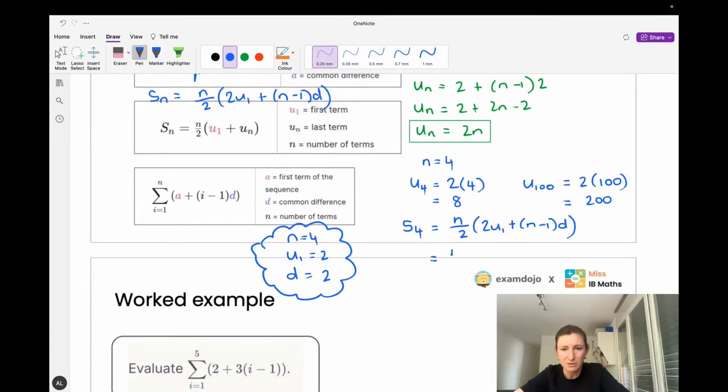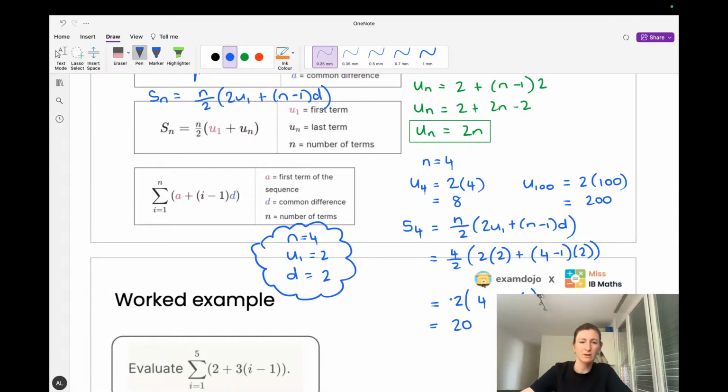All right, so let's just substitute that in. 4 over 2 times (2 times u1, which is 2. Brackets are so important here. n minus 1, and that was 4 minus 1, times my common difference, which is 2). Anytime you substitute, put it in brackets. And let's simplify. 4 divided by 2 is 2. 2 times 2 is 4. 4 minus 1 is 3, times 2, that's 6. So I have 20.